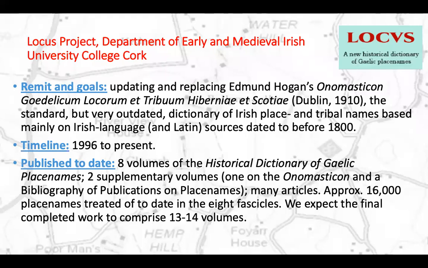And it was a project that was begun, and I'm here talking on behalf of my colleagues, Padraig O'Riain, Emma Nic Cárthaigh, and not to forget, of course, the late lamented Jim Mac Mathúna. And basically, Hogan's Onomasticon came out in 1910. And for the last 25 years, we have been working on trying to replace this with our historical dictionary of Gaelic place names. And we're focusing mainly on Irish place and tribal names, mainly written in the Irish language, but some in Latin, in sources dated to before 1800.